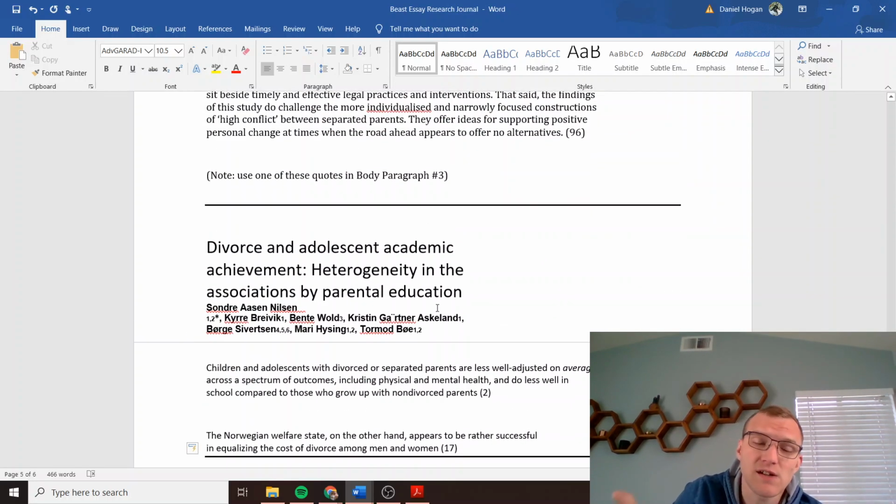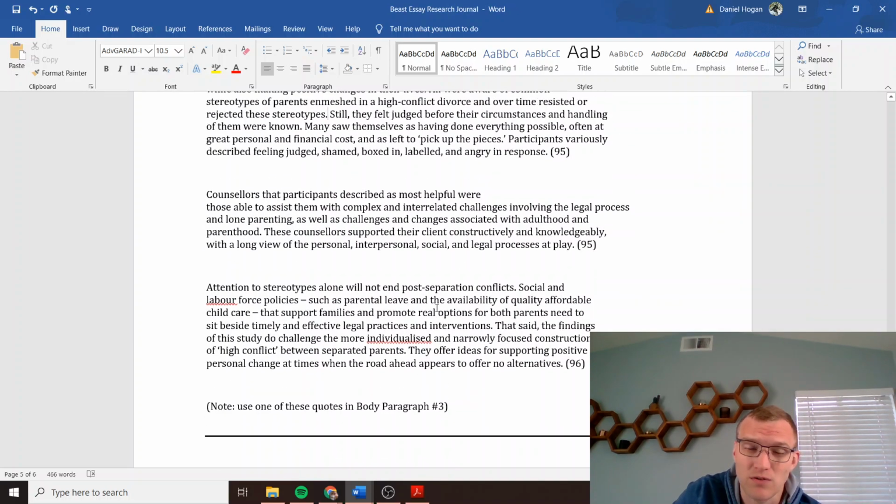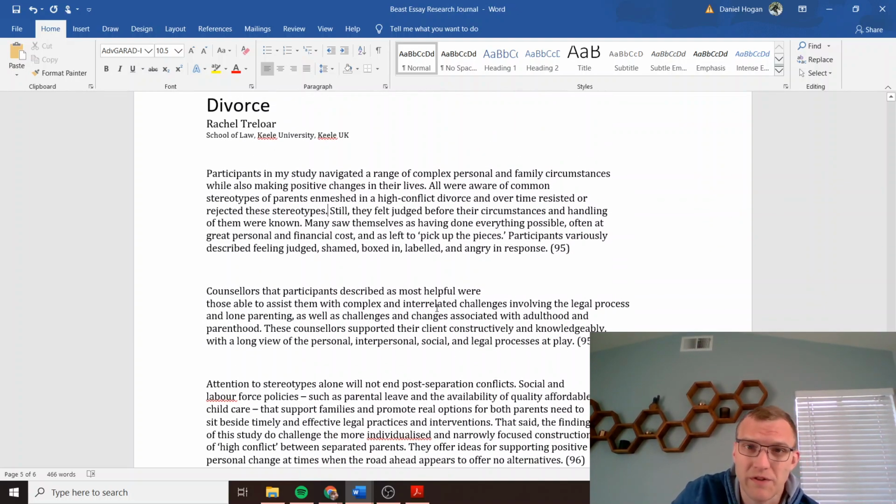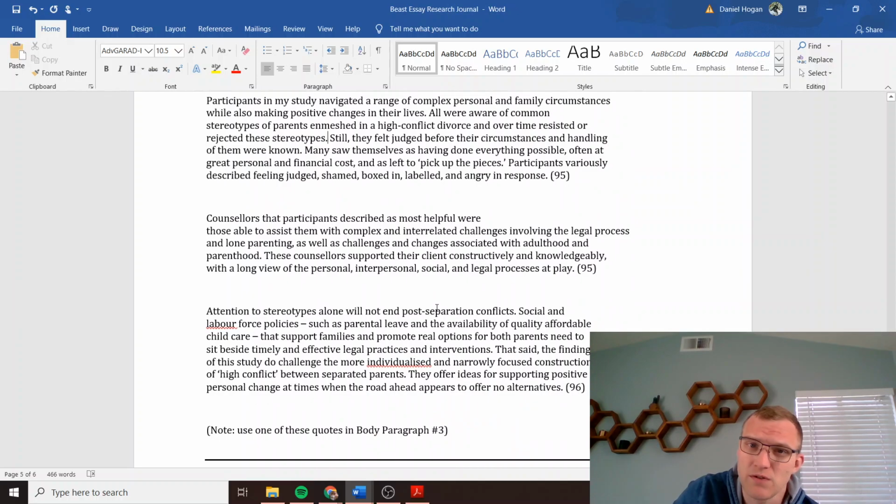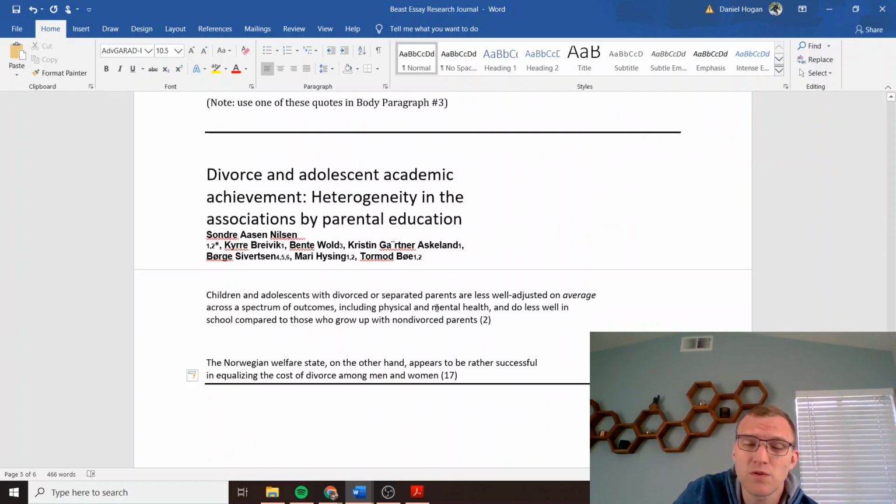And you don't necessarily have to do this with academic journal articles. You can do this with news articles on a website. You can do this with books. You can do this with all sorts of things. But this is a very, very helpful way for you to do the research process.